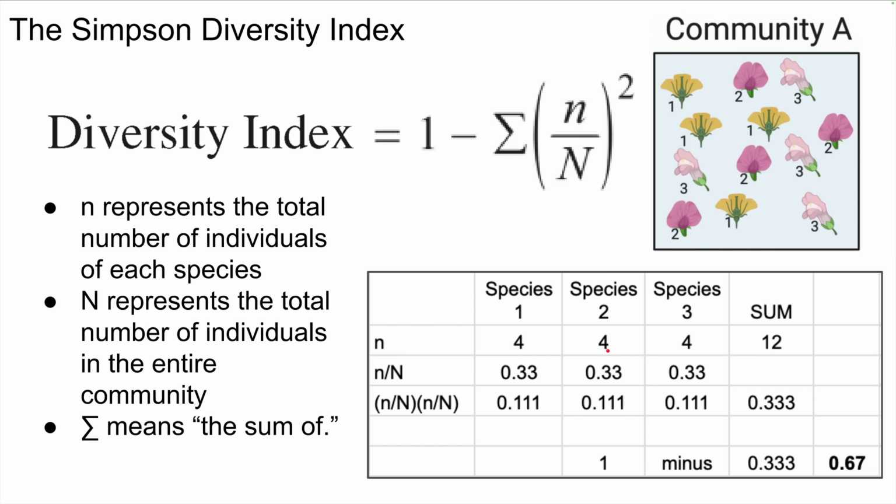So species 2 also has 4 individuals out of a total 12 in the entire community. So the values are the same. Again, n over N squared is 0.111, and that's true for species 3 as well. You add those all together, and that comes to 0.333. You subtract that from 1, 1 minus 0.333, and the value is 0.67. That's your diversity index for community A.